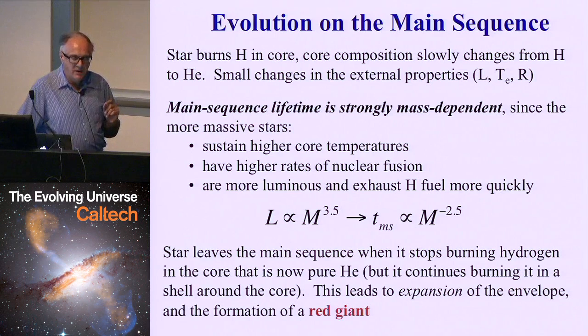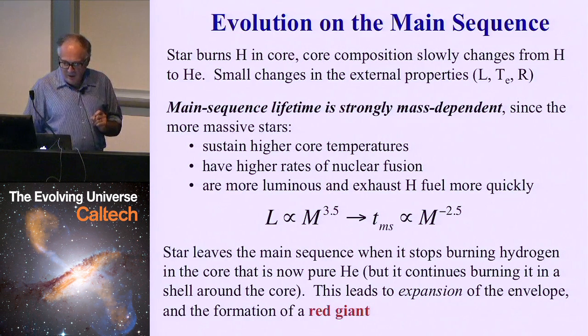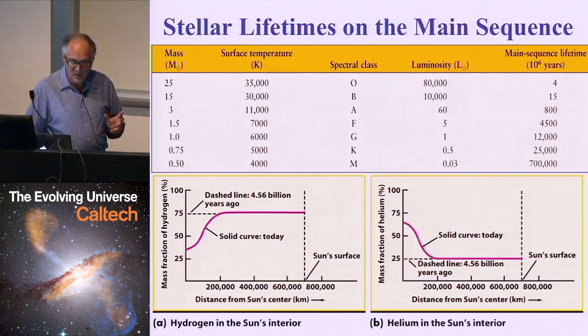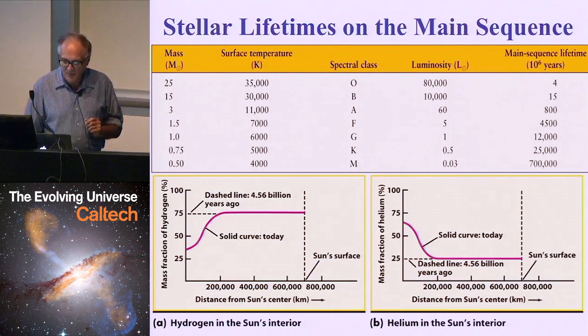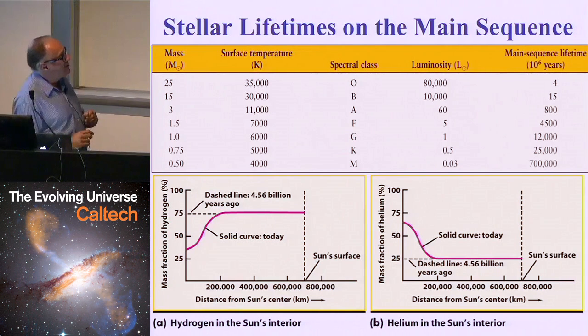And because the lifetime is essentially the amount of fuel divided by luminosity, how fast you burn the fuel, the lifetime on the main sequence is going to be a strong function of mass, with the most massive stars lasting the least, typically a few million years, and the least massive stars can last tens of billions of years. So once the burning of hydrogen ends, most stars will expand and become red giants, and I'll talk about this in a second. So here are the typical lifetimes on the main sequence.